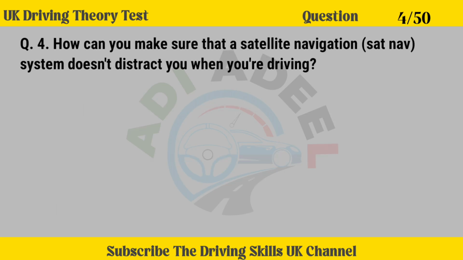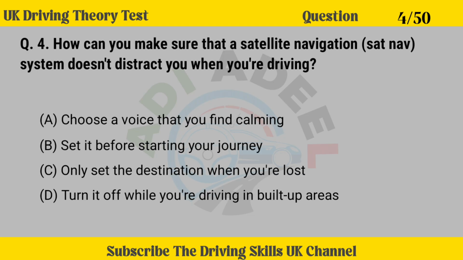Question 4. How can you make sure that a satellite navigation, or sat-nav, system doesn't distract you when you're driving? A. Choose a voice that you find calming. B. Set it before starting your journey. C. Only set the destination when you're lost. Or D. Turn it off while you're driving in built-up areas. The right answer is B. Set it before starting your journey.